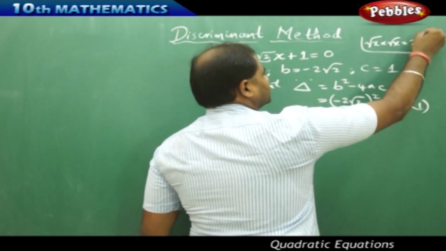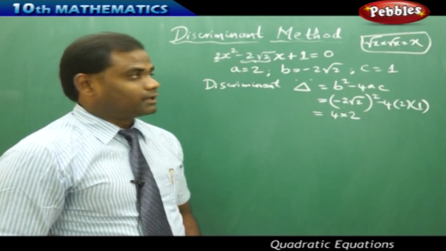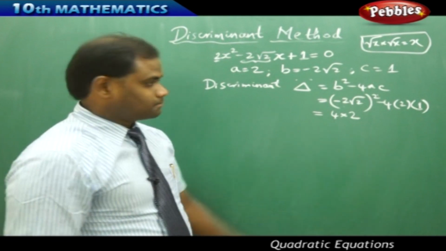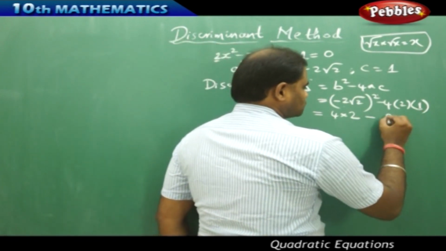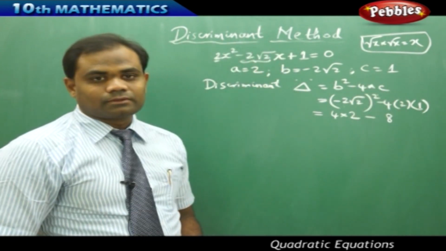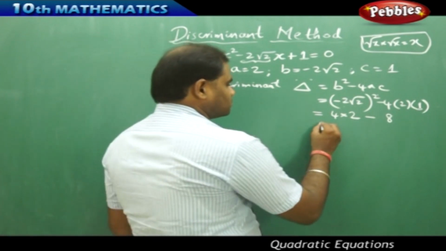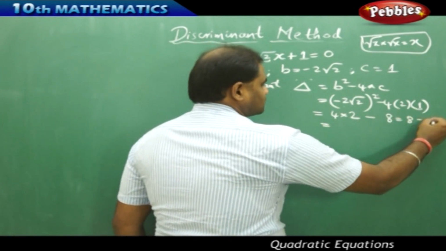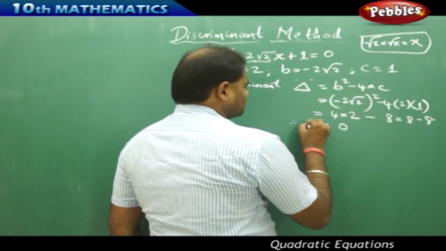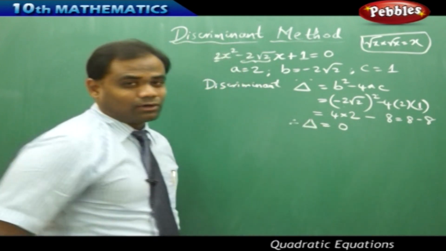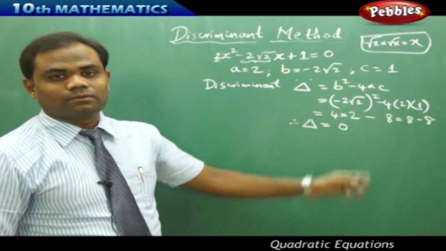This is very important to identify. Root x into root x is always x. Minus 4 times 2, which is 8. And then finally I get this to be 8 minus 8, which is 0. Therefore the value of discriminant or delta is 0.